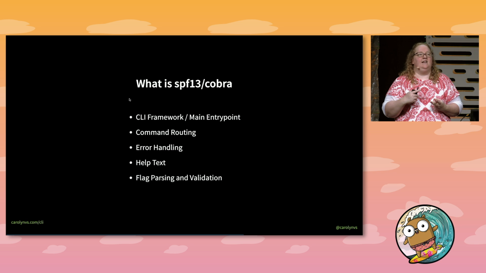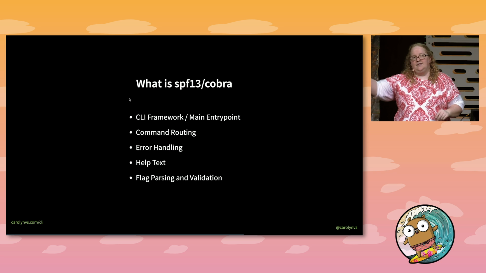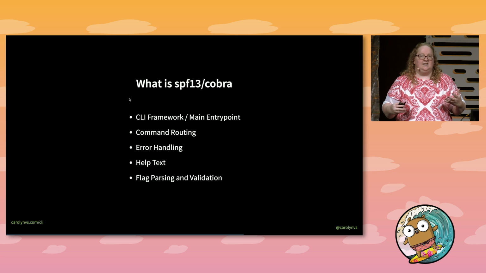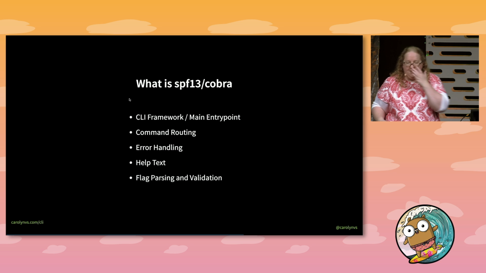So it's going to give you error handling. It's going to give you basically the connection between I typed in this command, this is the function to run. It's going to give you that auto-generated help text, which you should immediately customize. And it's going to give you flag parsing that's way smarter than what comes with just the flag standard library.